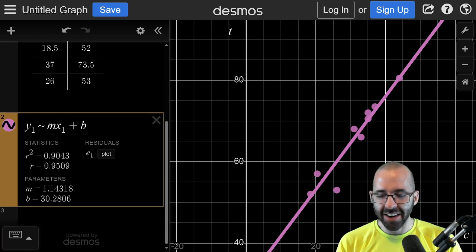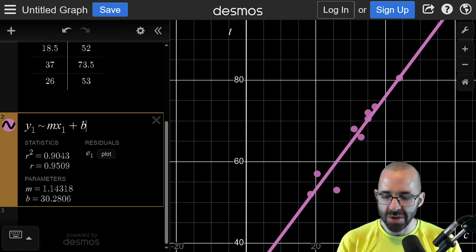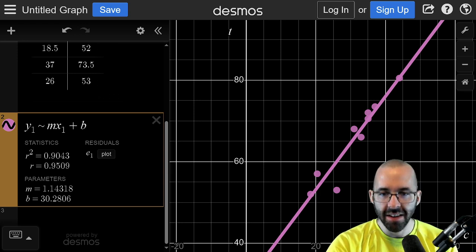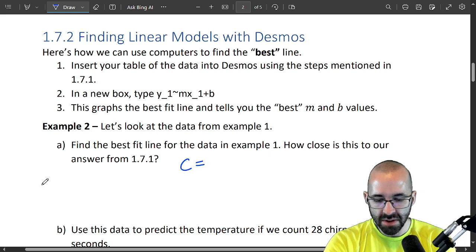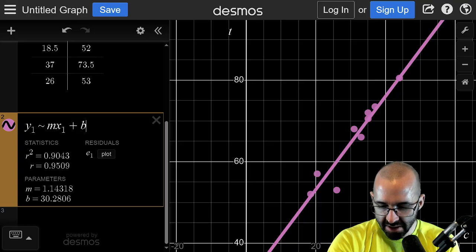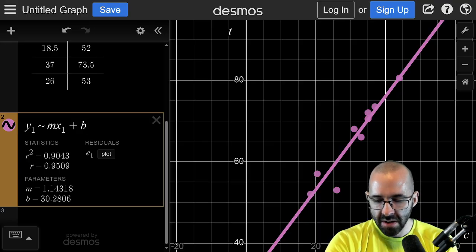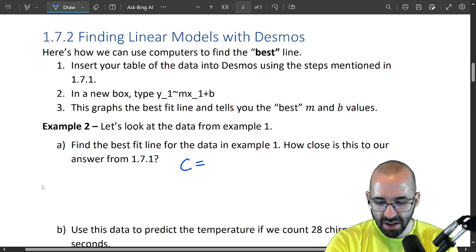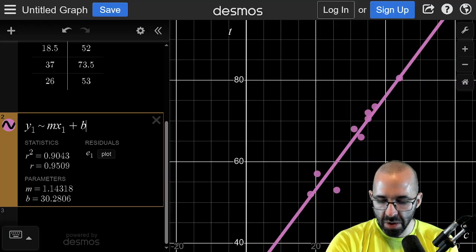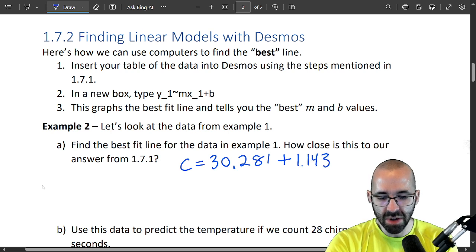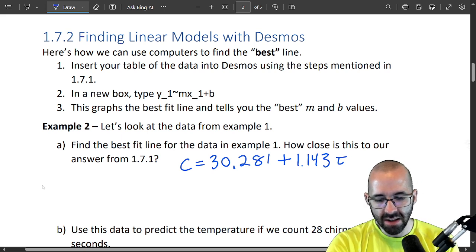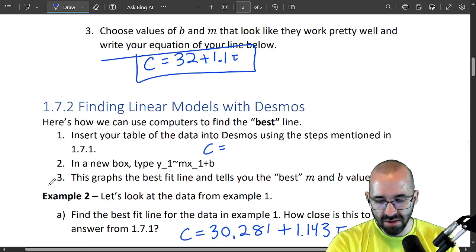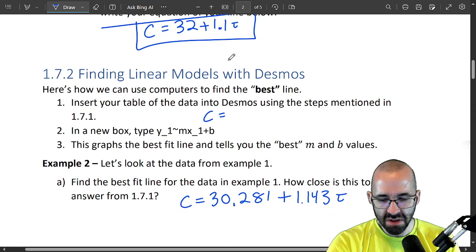Let's see what its values are. Okay, their slope was about 1.143. Let's write that down. So they have c equals, let's start with the b value, b plus mx. B is 30.281. Having some real issues tabbing over. 30.281 plus m, which is 1.143. We use 3 decimal places here. You can use 3 or 4 depending on what the problem specifies. Times t. Ours earlier was just 32.